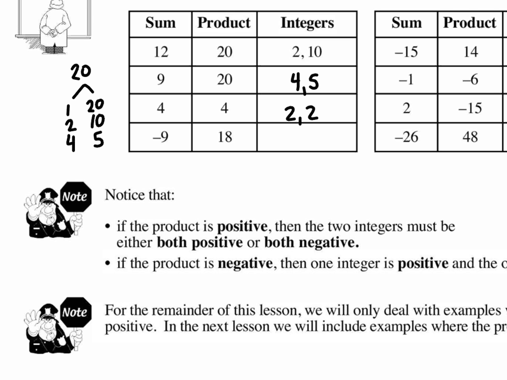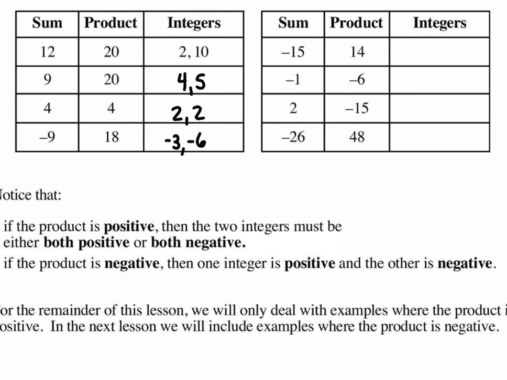Okay, 18. 1 times 18, 2 times 9, 3 times 6. Anything else? Okay, which one of these would add? Am I missing something? Nope. Okay, we want a negative sum. Is that possible? -3 and -6? Okay, if they're both negative, would that multiply to positive 18? Yeah, and then add to -9. So if our sum is negative and our product is positive, they're both negative numbers, always.